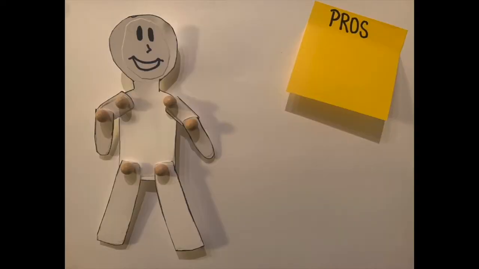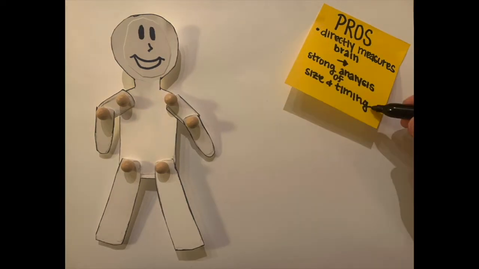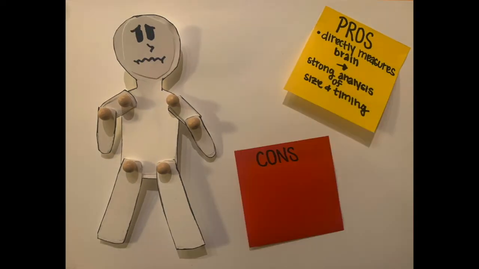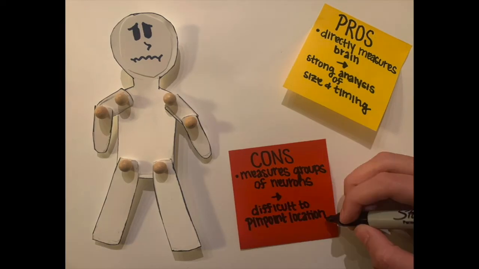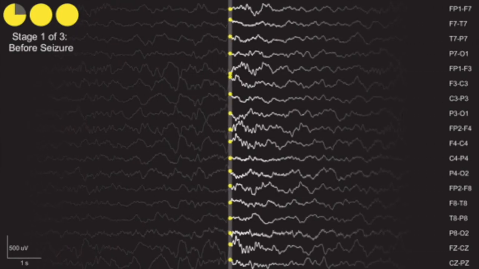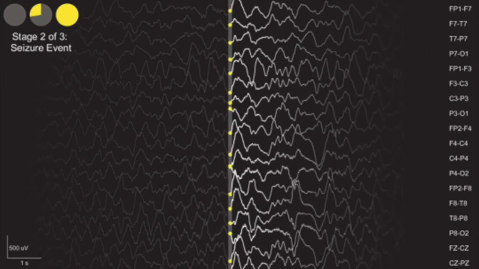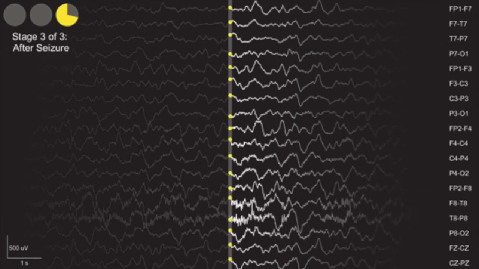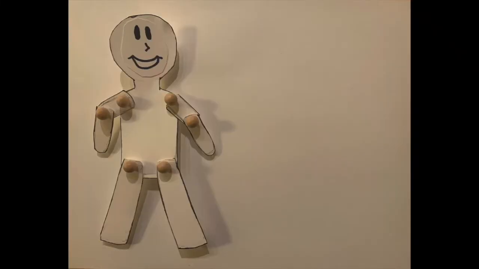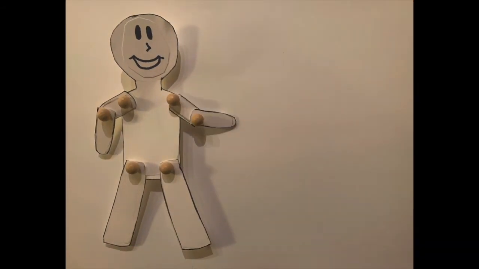EEG is advantageous because it directly measures the brain, allowing for a strong analysis of size and timing in response to stimuli. However, EEG measures groups of neurons instead of single neurons, making it difficult to pinpoint a specific location of activity. An example of EEG before, during, and after a seizure can be seen here. The EEG reading during the seizure shows much larger brain waves than either before or after, which makes sense since a seizure is an electrical disturbance in the brain. EEG is one brain imaging technique that is useful for everyday applications and can help diagnose a multitude of problems.